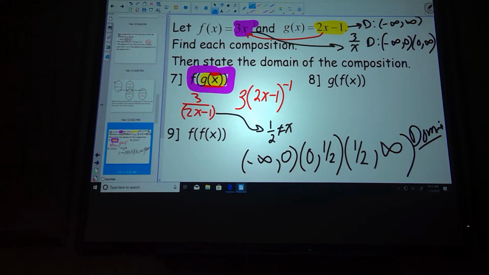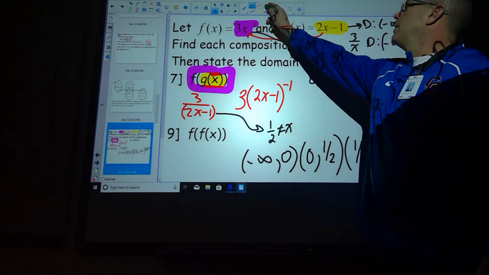So did my domain increase on the number of things that it couldn't be? Yeah. Does that make sense? It went from having only one number that didn't work to having 2 numbers. 0 and 1/2 don't work. So it breaks it up into 3 pieces. Same idea here.